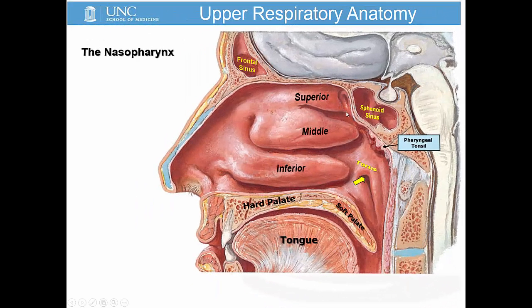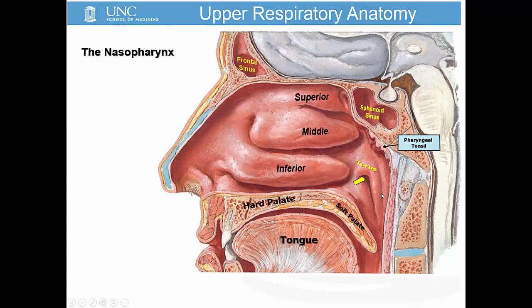Let's continue to study the nasal cavity and the nasopharynx region. Note that in the superior portion of the nasopharynx is the pharyngeal tonsil, often referred to as the adenoid. Note the opening along the lateral aspect of the nasopharynx is the eustachian tube, or sometimes referred to as the pharyngotympanic tube. This eustachian or pharyngotympanic tube connects the nasopharynx with the middle ear cavity and serves as a way to equalize the pressure between the middle ear and our nasopharynx.